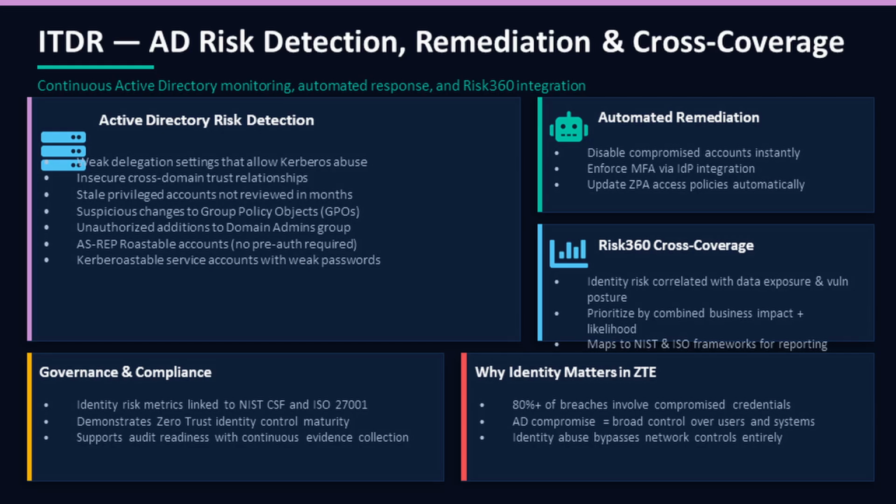An exposed credential matters more if it belongs to an account with access to sensitive data, and there's also a known vulnerability in the application that account accesses. Risk 360 can surface that intersection. And for governance and compliance, Risk 360 maps these identity risk metrics to frameworks like NIST CSF and ISO 27001, supporting audit readiness and demonstrating zero trust control maturity over time.